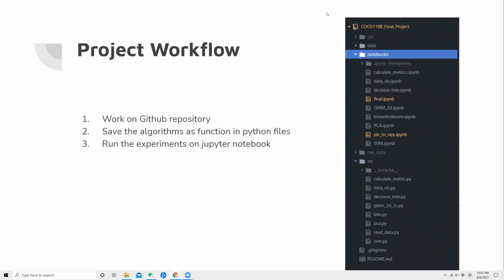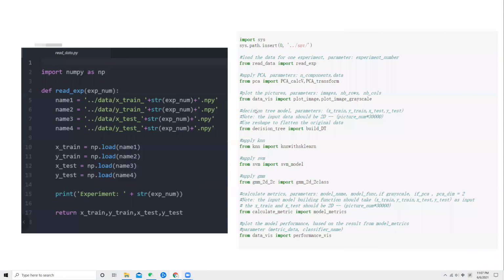And for the project workflow, we work on a GitHub repo. We save the algorithms as functions in Python files, and we run the experiments in Jupyter Notebook. As you can see in the screenshot, we have multiple Jupyter notebooks and multiple Python files. So this is an example of our workflow.